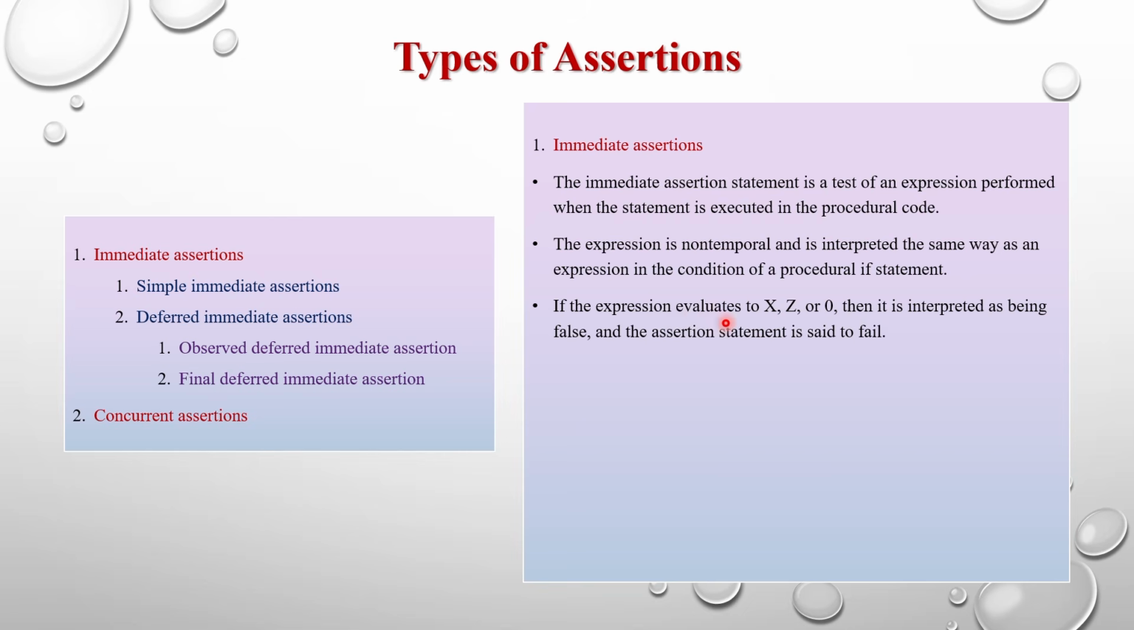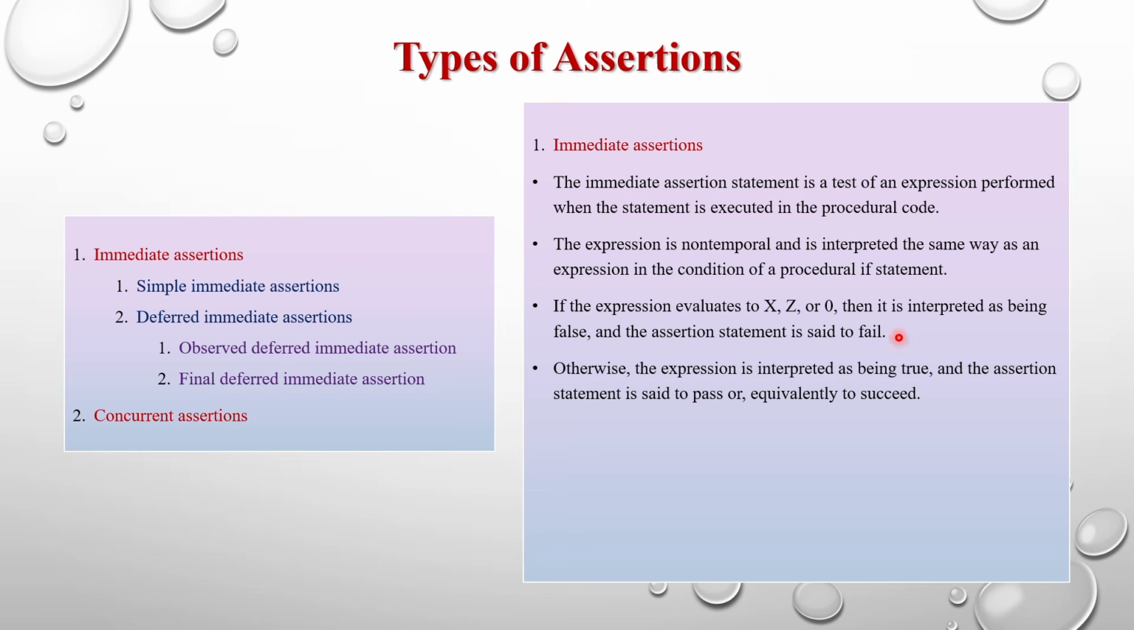Okay, so if the expression evaluates to x, z or 0, then it is interpreted as being false and the assertion statement is said to fail. Otherwise, if the expression is interpreted as being true, that means if the expression evaluates to 1, then the assertion statement is said to have passed.